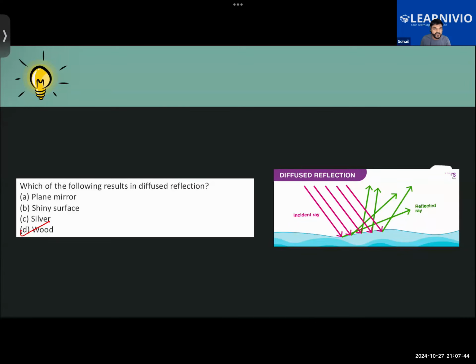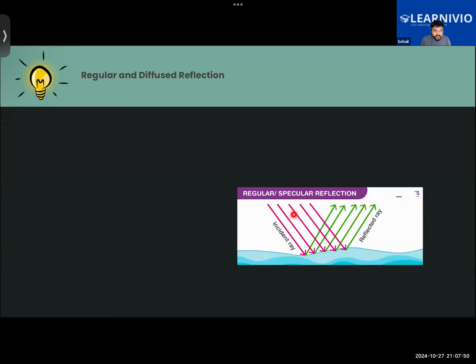So three differences we have learned so far, right? First, a parallel ray of light is falling on a smooth surface and they are reflected back as parallel rays. Further, formation of an image takes place here. And this is also called specular reflection. You can take the example of the image formed by a plane mirror. Plane mirror is a smooth surface. So from that, specular or regular reflection takes place.